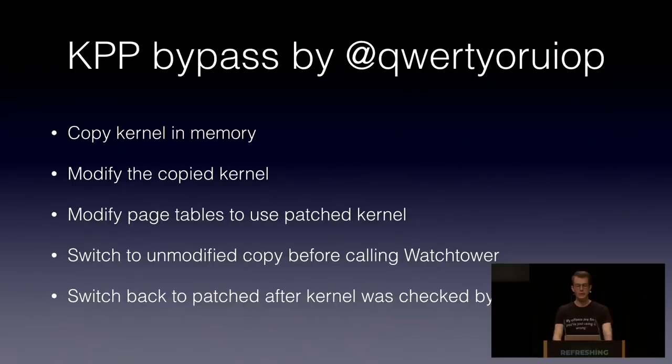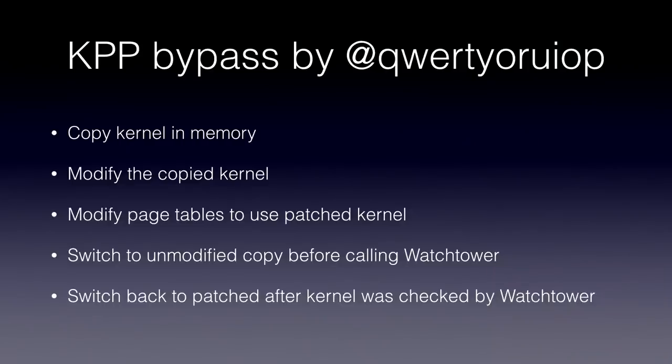So how does Qwerty's KPP bypass work? The idea is you copy the kernel in memory, and you modify the copied kernel. Then you modify the page tables to use the patched kernel. And whenever the FPU triggers a Watchtower inspection, before actually calling Watchtower, you switch back to the unmodified kernel, and then let it check the unmodified kernel. When that returns, you go back to the modified kernel.